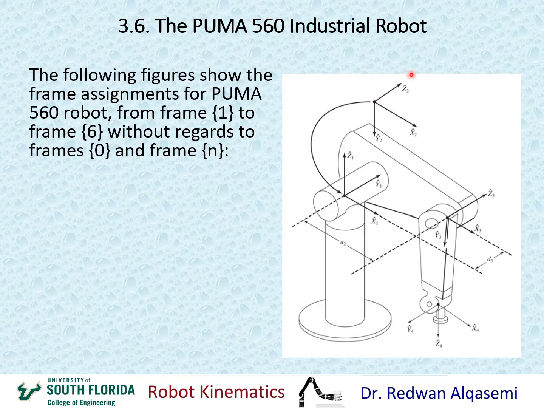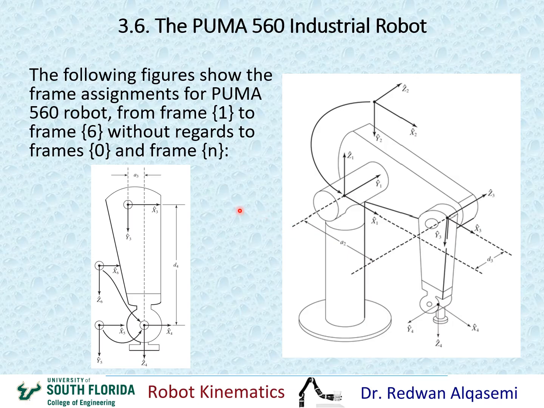Okay, so we have Z2 as this, which is similar to Y1, and then Y2 is going downwards, an extension of Z1, and then X2 is going this direction, which is the same as X1. Okay, and then this is frame 3 right here, and for frame 3 you can see Z3, which is the axis of rotation here, and then you have X3 and Y3 in these directions. Okay, and then frame 4 is not clear here, so I have another picture for frame 4.